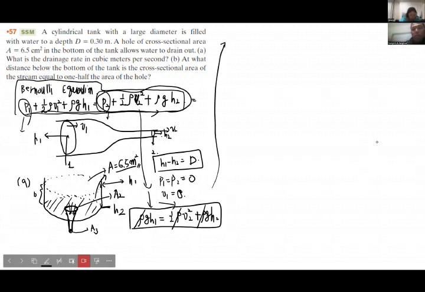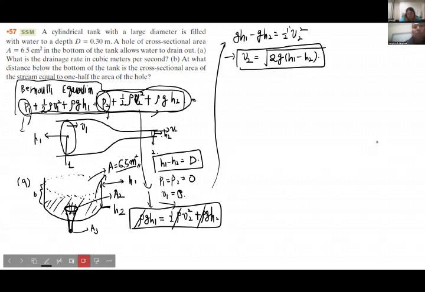So you move that to the left-hand side, and that should be gH1 minus gH2 is 1/2 V2 squared. So you re-express the V2 in terms of H1 and H2, then the velocity at the bottom of the tank along the drain hole is V2 = square root of 2g times (H1 minus H2).